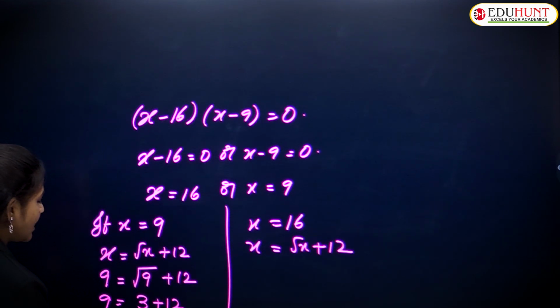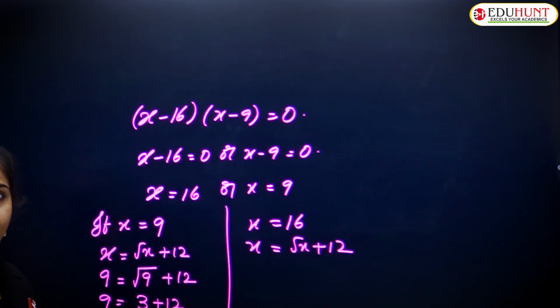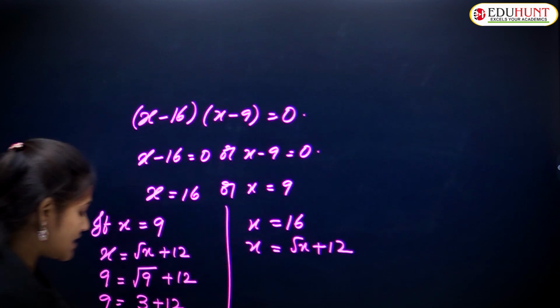So 9 is not equal to 12 plus 3, which is 15. This is not satisfying. LHS value and RHS value should be the same, right? Then only we can say that the value satisfies. But here those two values are not satisfying. So that's why we come to 16.